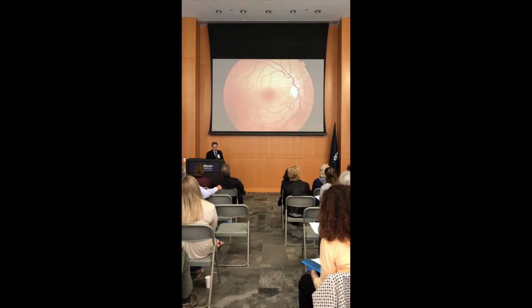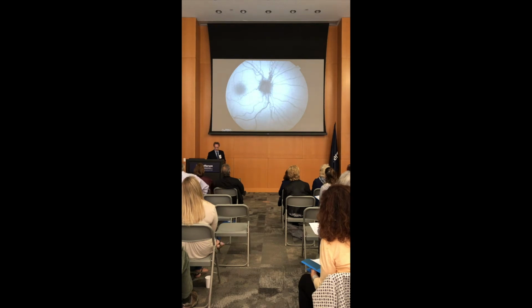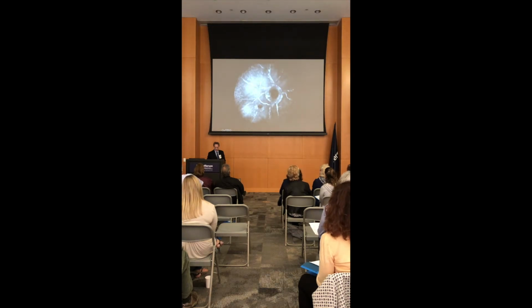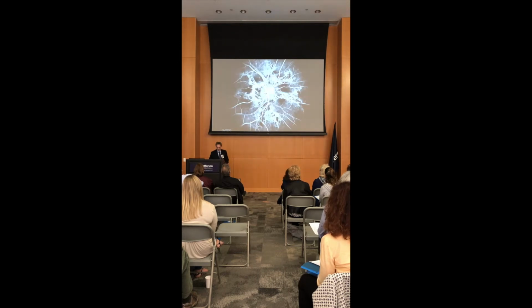Here's a patient with angioid streaks, subtle angioid streaks, and peau d'orange. And you can see the peau d'orange much better in the red-free photograph. You can see angioid streaks in the autofluorescence photograph. And here's an indocyanine green photo that shows the streaks and the peau d'orange quite well.